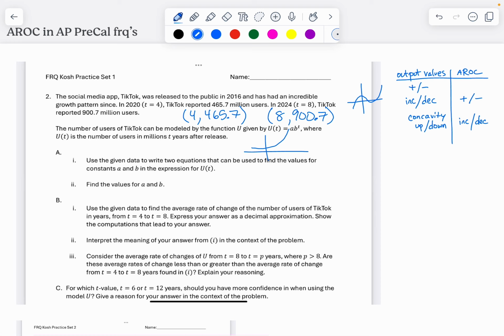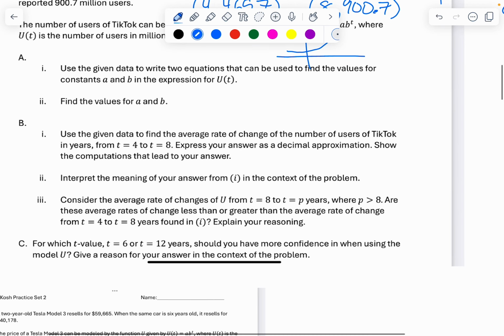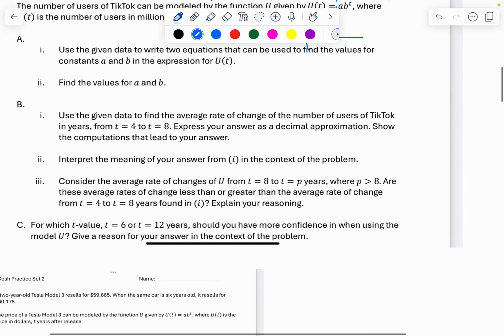Now when we start to look at the average rate of change questions, interpret the meaning, consider the average. I'm not doing this whole problem. I think I did this last year. I just wanted to emphasize a couple of new things this year. Or maybe I've seen it in a different light. Maybe I did this last year and just don't remember.